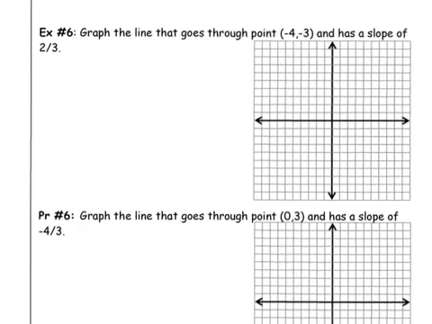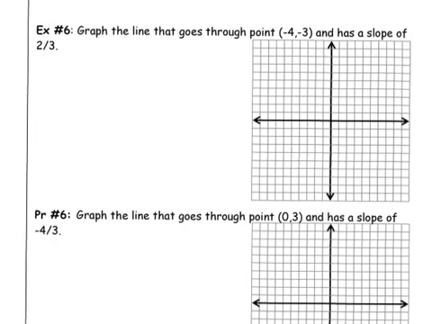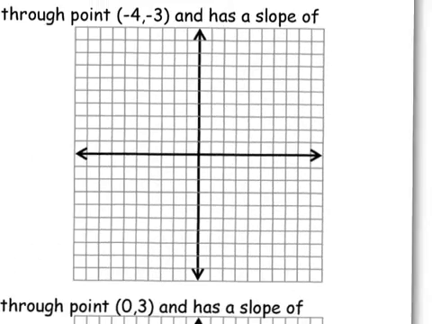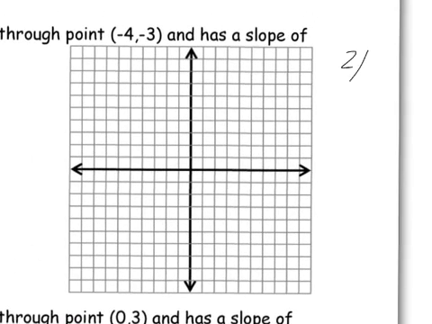Okay, this one just says graph the line that goes through the point and has a slope of 2 over 3. So this is really easy. First, let's just plot the point. And I'm going to write down the slope here just for my own sake. But -4, -3 is right there. And then I'm going to go up 2 over 3, up 2 over 3, up 2 over 3. Easy. And there we go. I've graphed it. No problem.